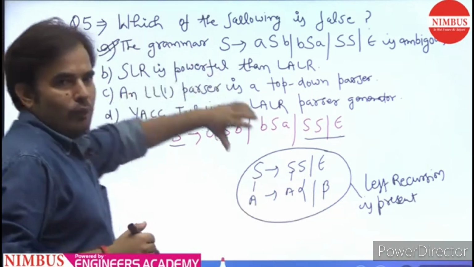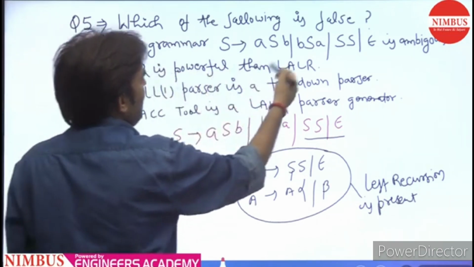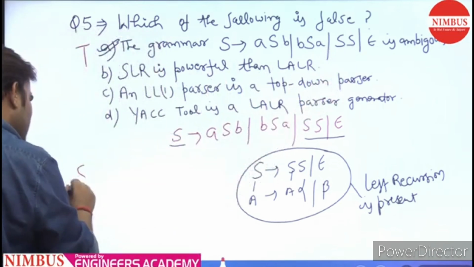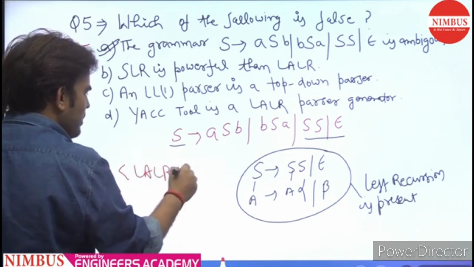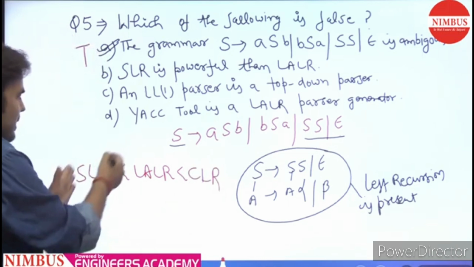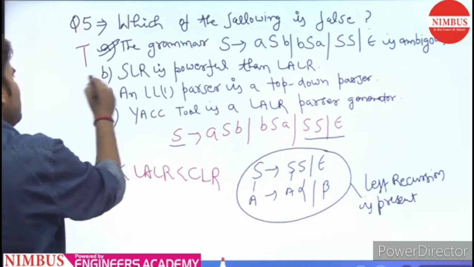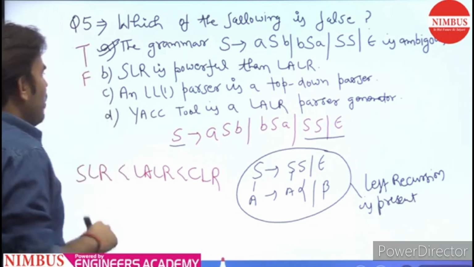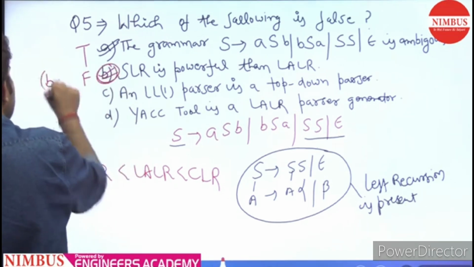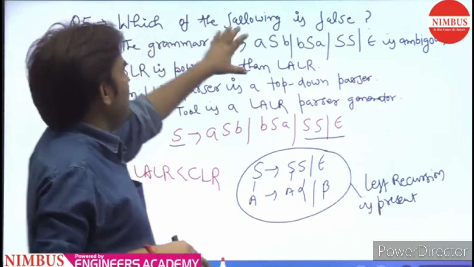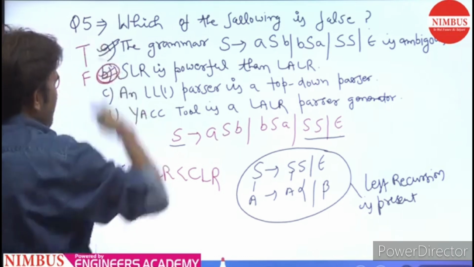Which statement is false here? SLR1 is more powerful than LALR1? No, you can check from the relationship: SLR is less than LALR, which is less than CLR. So SLR is less powerful than LALR, not more powerful. So yes, this is a false statement, and the false statement is your answer. So yes, option B is correct here.